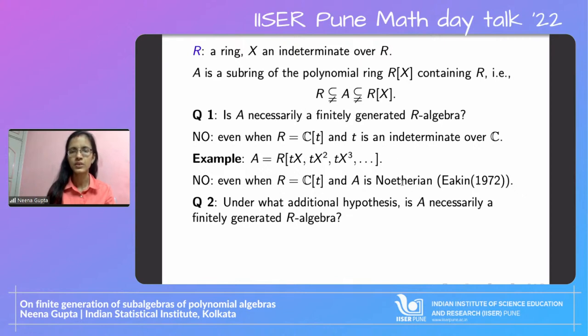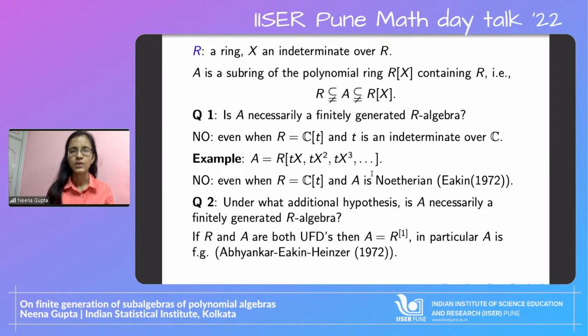So you can see that just adding Noetherian will not be enough, because there the subring is not finitely generated. So what is the minimal sufficient condition? Here again, there is a remarkable result due to Abhyankar, Eakin and Heinzer.